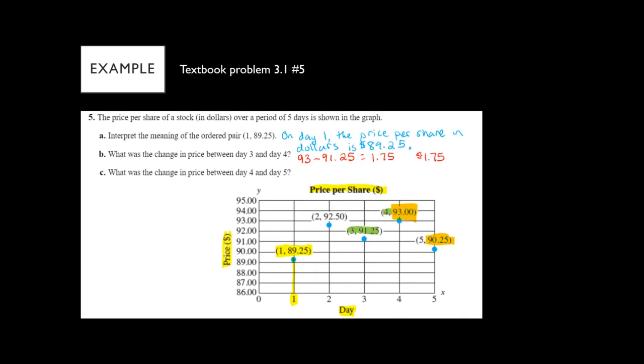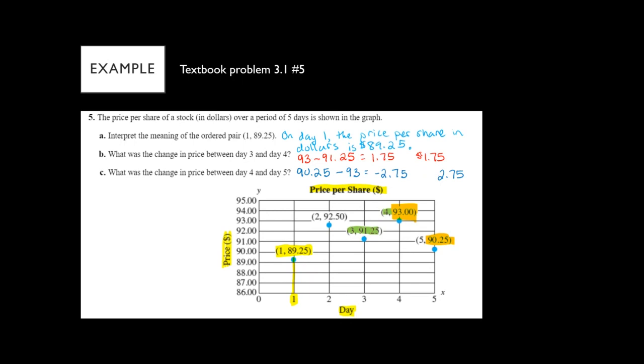So it's going to be, let me just do this in a different color font so we don't get too confused, 90.25 minus 93. So this is going to give us a negative, and that is indicating that it decreased. But the actual change is a negative $2.75.